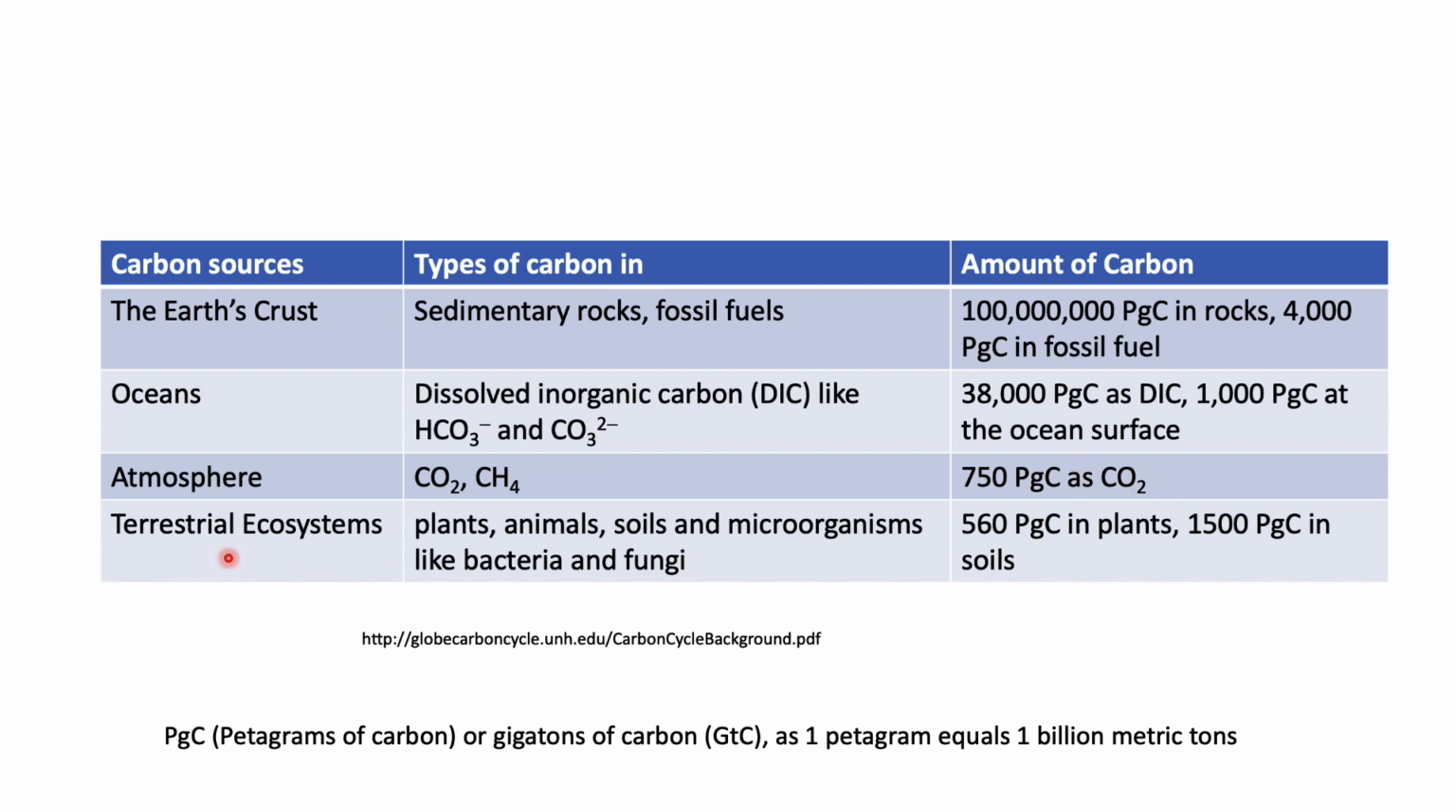And when we talk about the terrestrial ecosystem, which includes plants, animals, soil, microorganisms like bacteria and fungi, there are around 560 petagrams in the plants and 1500 petagrams in the soil. So if you look, rock has the maximum amount of carbon in the earth crust. Outside of the earth crust, ocean has the maximum amount of carbon. So around 38,000 petagrams of carbon is present as DIC.